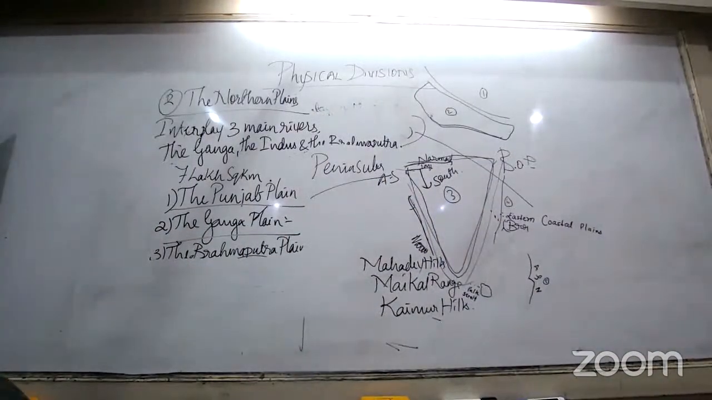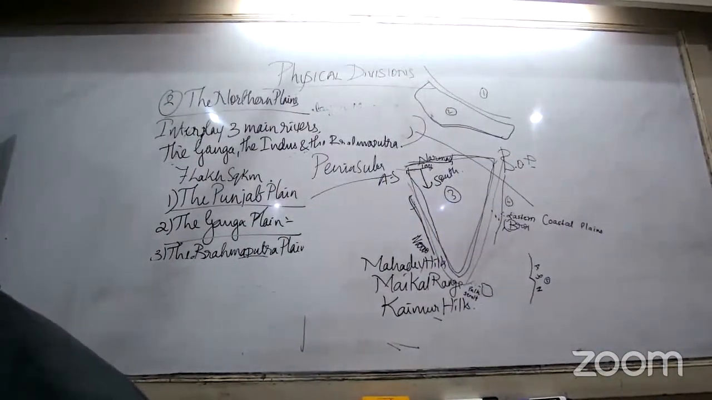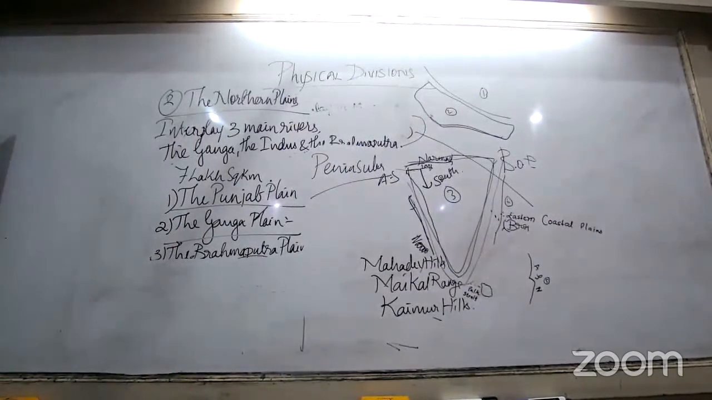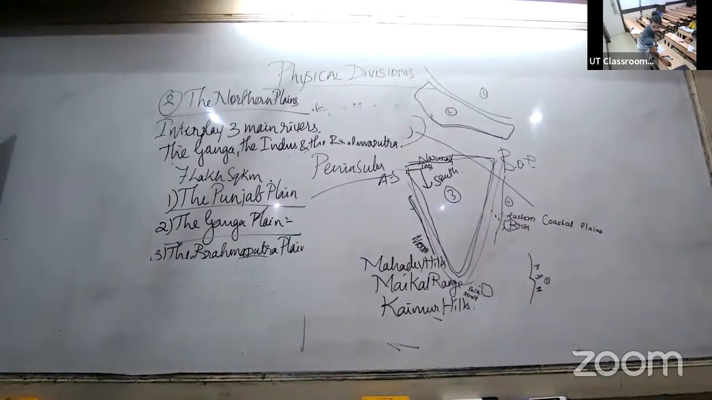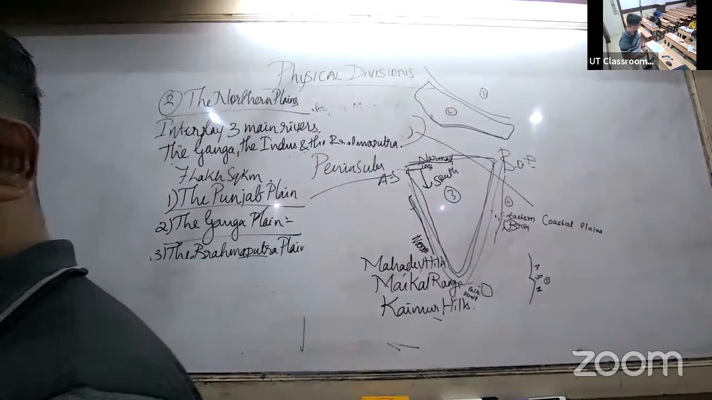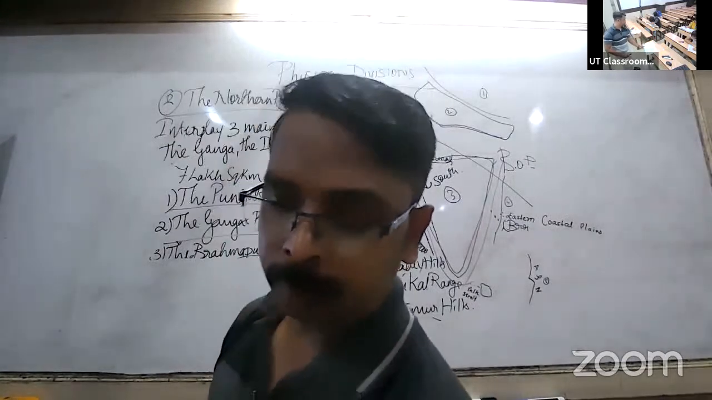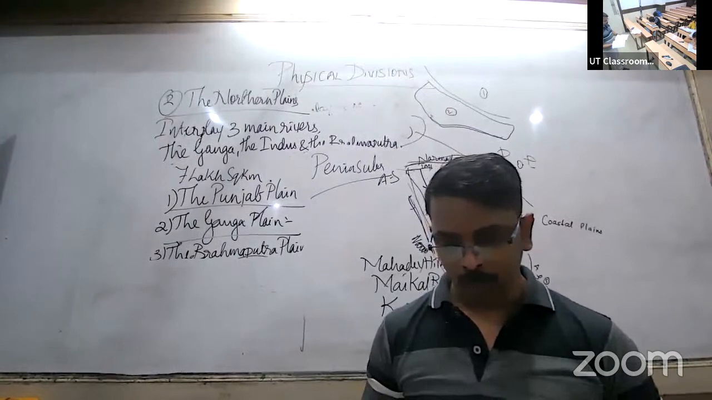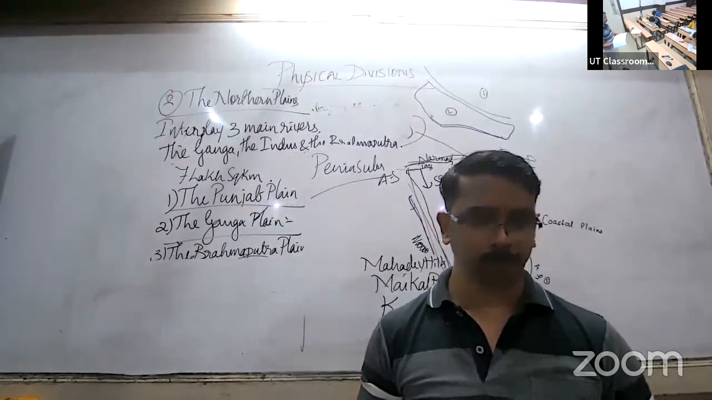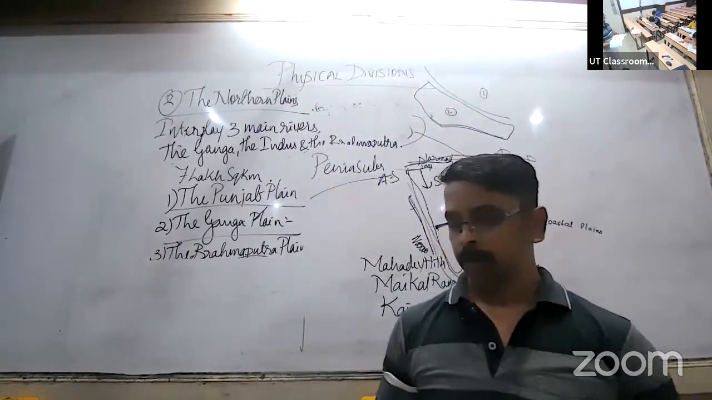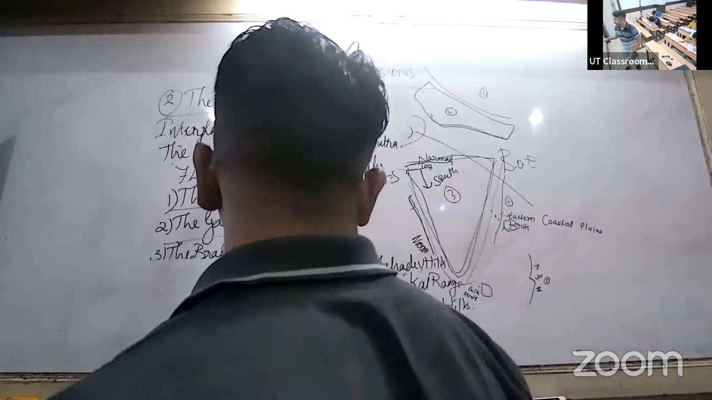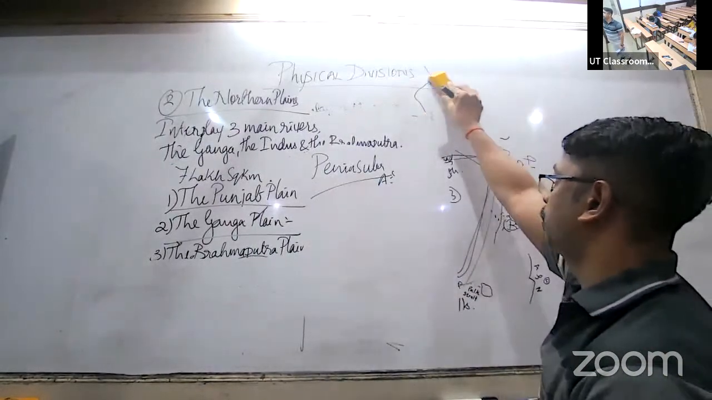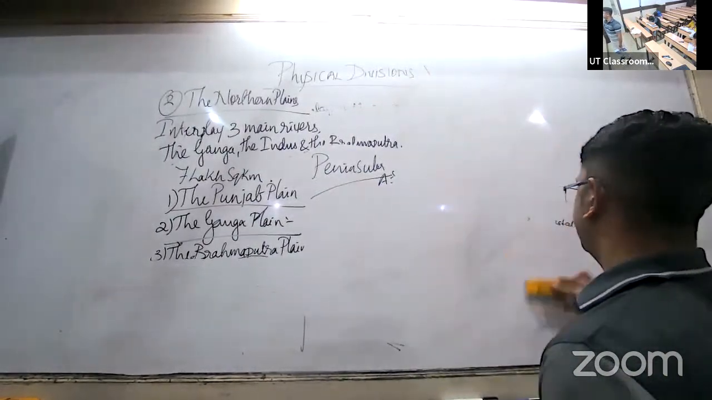This plateau has broad and shallow valleys, along with rounded hills. Next point: two broad divisions.